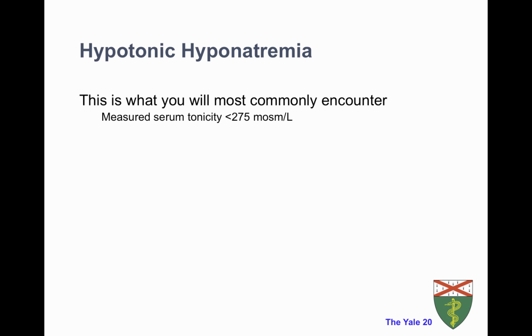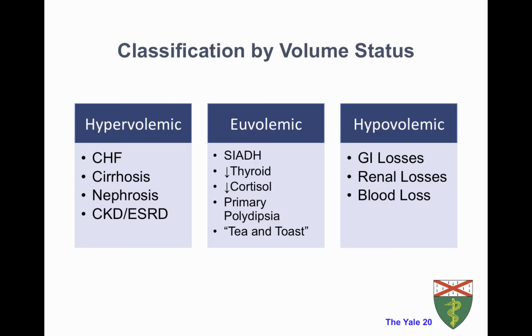This is what you're most likely to be faced with on the wards. And finally, in addition to tonicity, hyponatremia is also classified by volume status. It can be hypervolemic, euvolemic, or hypovolemic, with common etiologies outlined here, and we're going to go through each one in more detail in the next section.